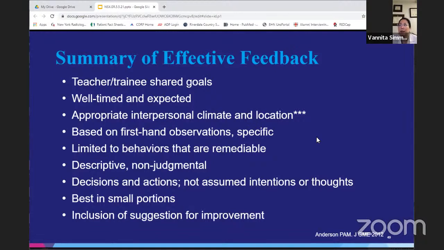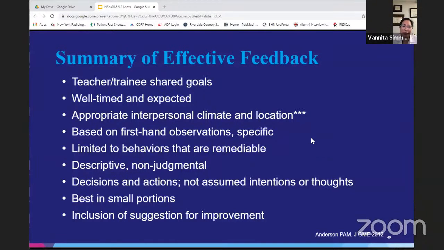So not that, okay, maybe Vannita, you need to be a little taller. That's not remediable. And one of my attendings actually jokingly said, Vannita, when I was helping him in surgery, you need to grow a third arm, because I was retracting everything, and we just wished I had a third arm, but that's not something I can do. So be very descriptive and non-judgmental.